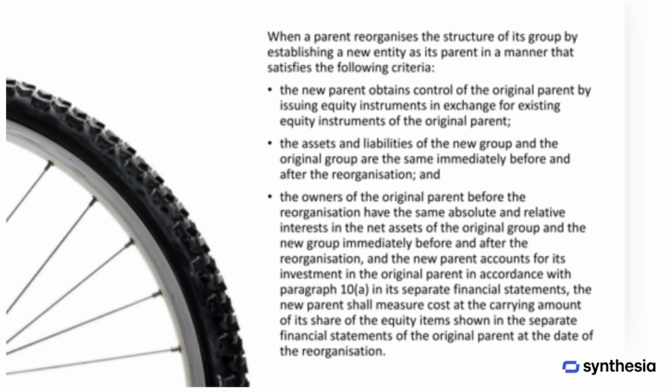When a parent company reorganizes its group by creating a new parent company, certain conditions must be met. The new parent must gain control of the original parent by exchanging equity instruments. The assets and liabilities of both groups must remain the same immediately before and after the reorganization. Additionally, the owners of the original parent must maintain the same ownership interests in the net assets before and after the change. In this situation, the new parent records its investment in the original parent based on the carrying amount of its share of equity in the original parent's separate financial statements at the date the reorganization takes place.